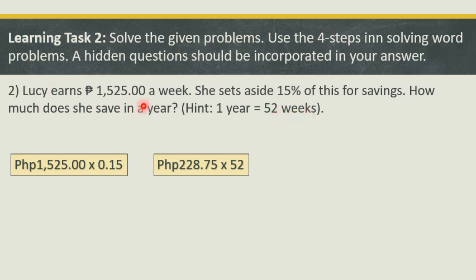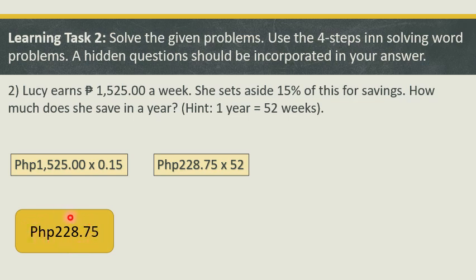So, anong gagawin natin? Kunin muna natin kung magkano ba. Ito yung hidden question dyan. So, how much is her savings in a week? Okay? So, solve muna natin yun kasi yun yung hidden question dyan. So, we will multiply 1,525 by 15%. And yung 15%, pwede natin siyang i-convert as 15 hundredths. So, 1,525 times 15 hundredths. So, ang makukuha po natin is 228 pesos and 75 centavos. So, kada linggo, ito yung kanyang iniipon.